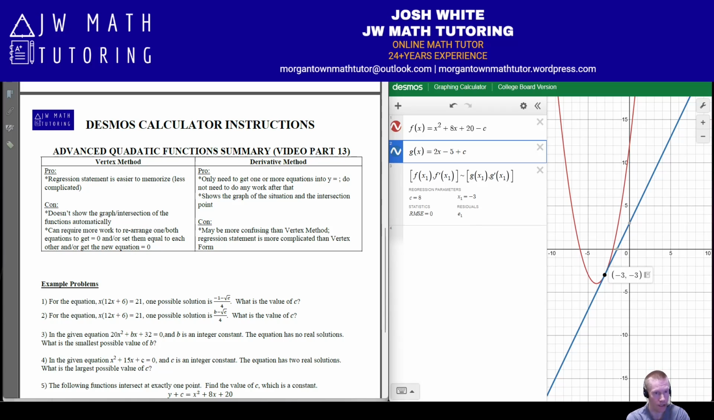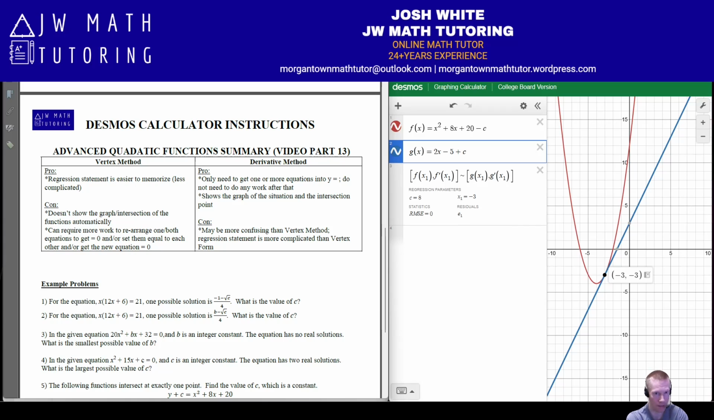But the downsides are it doesn't show the graph or the intersection of the functions automatically. You have to type the function or functions in order to see that, regardless of what type of problem you're looking at. And it can require more work to rearrange either one or both of the equations to get everything equal to 0, and for the last type of problem, to then set them equal to each other and get the new equation equal to 0. So there can be a significant amount of work that you have to do either by hand or before you go to Desmos to solve the problem. That's the main downside of the vertex method.